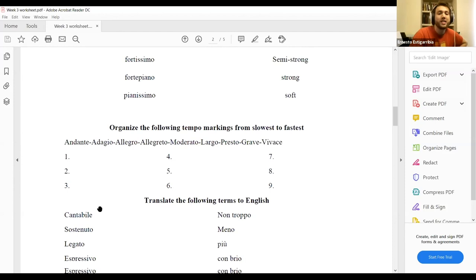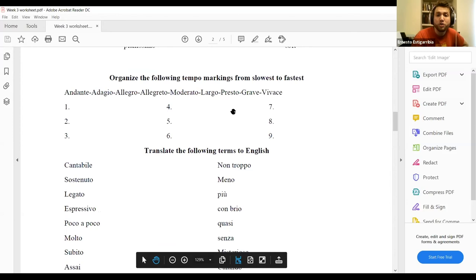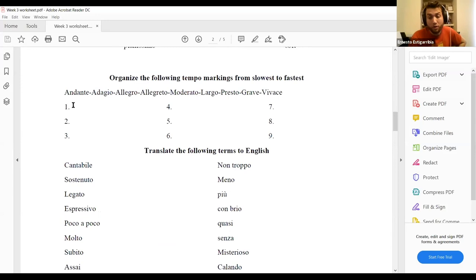Now, here, I have these words that are tempo indications, tempo markings, out of order. And there are 9 of them. I want you to put them from slowest to fastest. I will share the PowerPoint with you, which has that indicated. But I want you to do it without the PowerPoint, because it's important for you to have these categories pretty much memorized. A lot of what we're doing this summer in this course, and this is the last one of these music theories, things that you actually need to memorize. So use the summer to memorize these things.